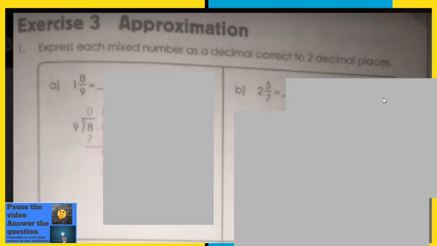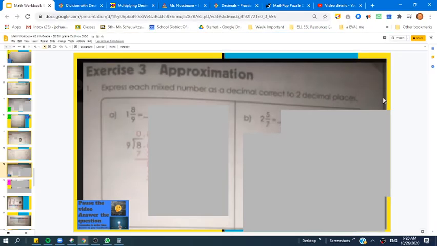All right, what I'd like you to do is try these on your own and see if you can relate a fraction to a decimal. All right, hopefully you tried that one on your own. We're going to do 1 or 2 problems together just to show this concept.